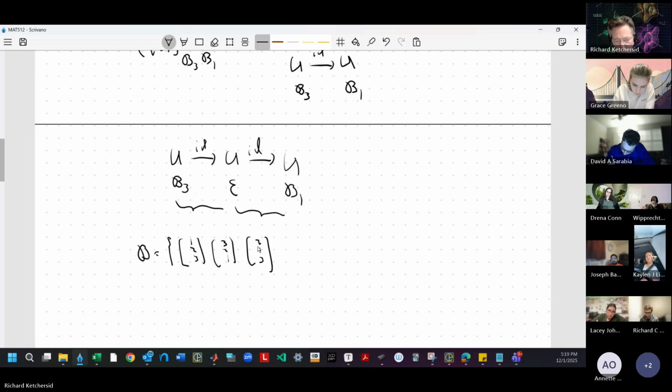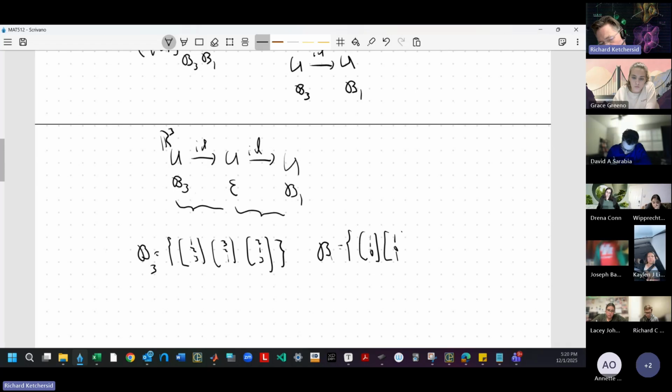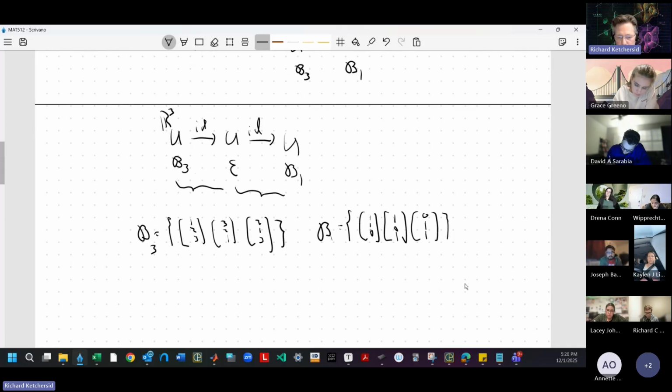I think that's okay. I mean, if I were doing this ahead of time, I would check in MATLAB to make sure that was actually okay. So let's say this is B3. Let's say that U here is R3, just to make this a little bit more concrete, right? Okay, so let's say that this is B3. Let's say that B1 is this funny basis. 1, 1, 0, 1, 0, 1, 0, 1, 1, right? So this basis is kind of like the standard basis where I flip the roles of ones and zeros around, right? So that's kind of like that.